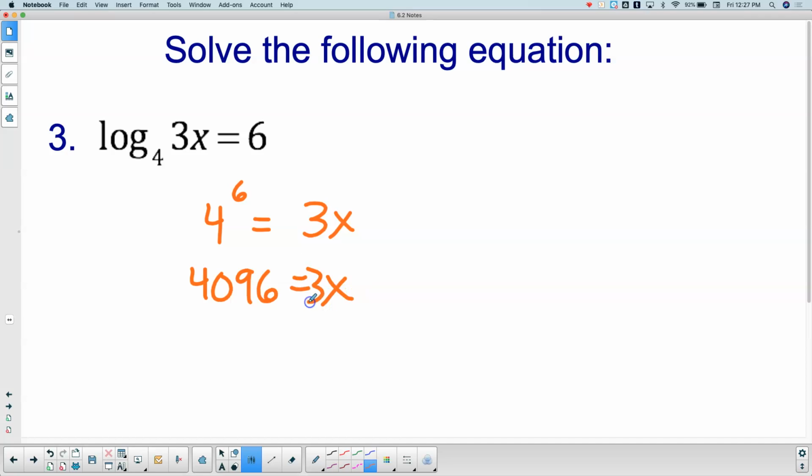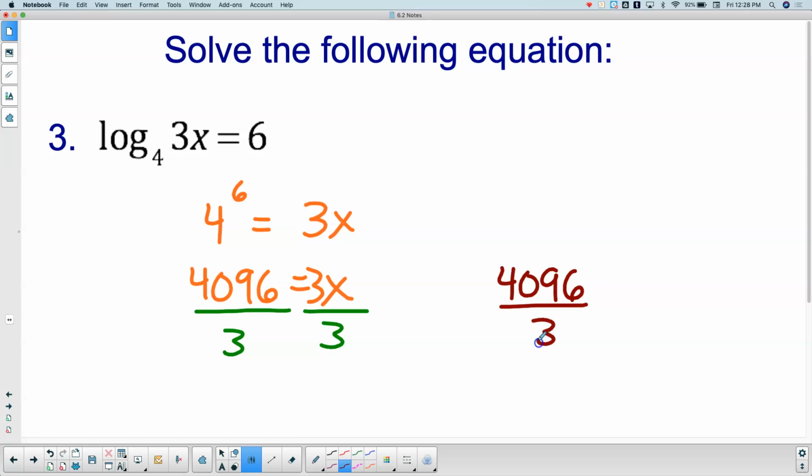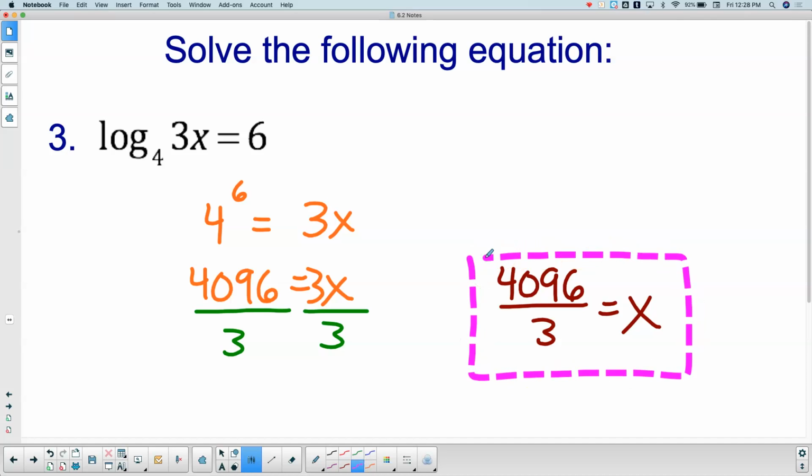Oops, equals 3x. Then we divide by 3. Unfortunately, 4,096 is not divisible by 3. So that just means we leave it as 4,096 over 3 equals x. Then we check it. Well, 4,096 divided by 3 times 3 is 4,096. Log base 4 of that is 6. 6 is equal to 6. Bada bing. Bada boom. We switched forms with it.